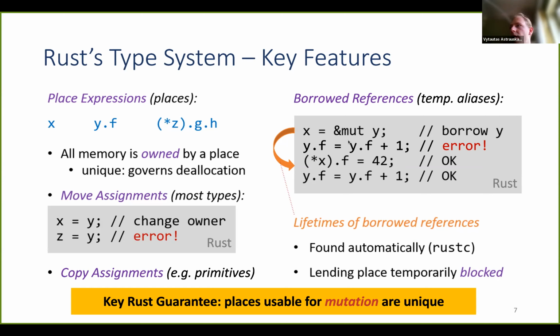Basically, the key point is that you cannot have this interleaving pattern. You can pass x to functions and so on, and I'll show that in the example in the demo. But the key point is you cannot have this alternating pattern. So only one of the places has to be active at a time, which leads to the key Rust guarantee that places that can be used for mutation are guaranteed to be unique.